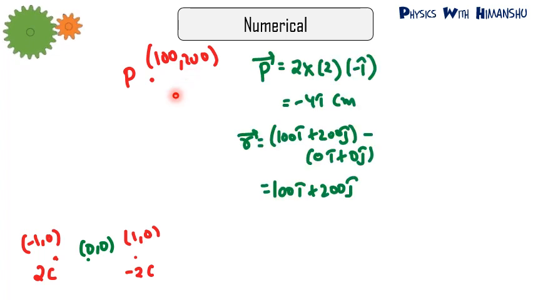So we'll start by first finding out P vector. So what is the dipole moment? Dipole moment is basically charge into distance between charge. So charge is 2 and distance between both the charges will be 1 plus 1, 2, and direction of dipole moment is from negative to positive. So direction from negative to positive, so it will come out to be minus i cap. So P vector is minus 4 i cap.